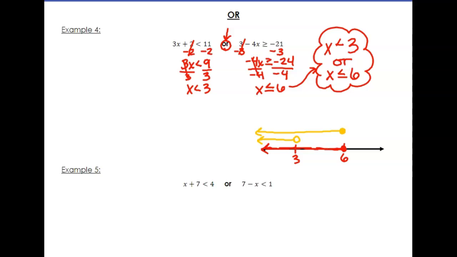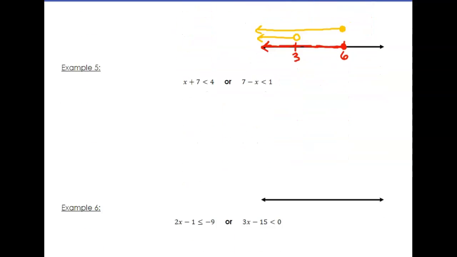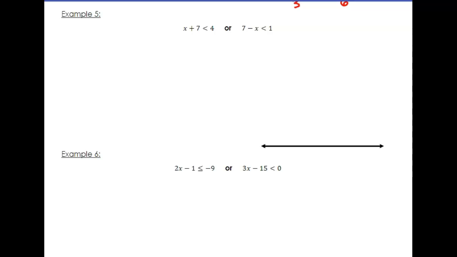So let's try example 5. Example 5 is another OR inequality. So I have two separate inequalities joined by the word OR. I'm isolating the variable x, so I move the constant with an inverse operation. What I do to one side, I do to the other side of the inequality. x is less than -3.